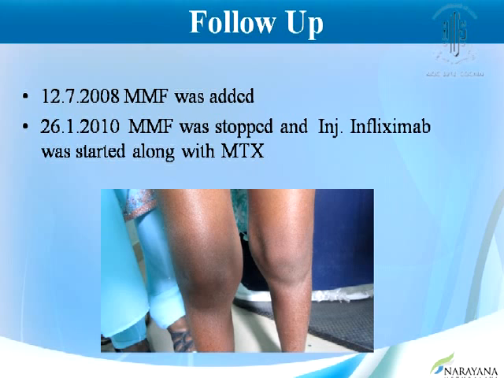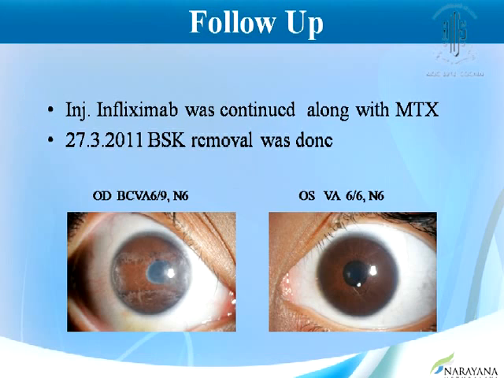Subsequently, the patient had recurrence of inflammation. In that case, in addition to methotrexate, the child was started on mycophenolate mofetil as well. The child was doing well. In the year 2010, the child developed a swelling of the joint suggestive of systemic arthritis. At that point of time, methotrexate was continued, MMF was stopped. We put the child on biologicals such as injection infliximab. Infliximab was continued along with methotrexate.